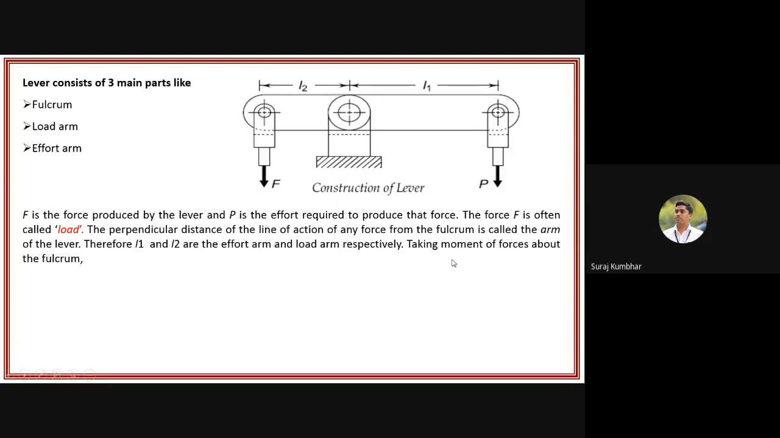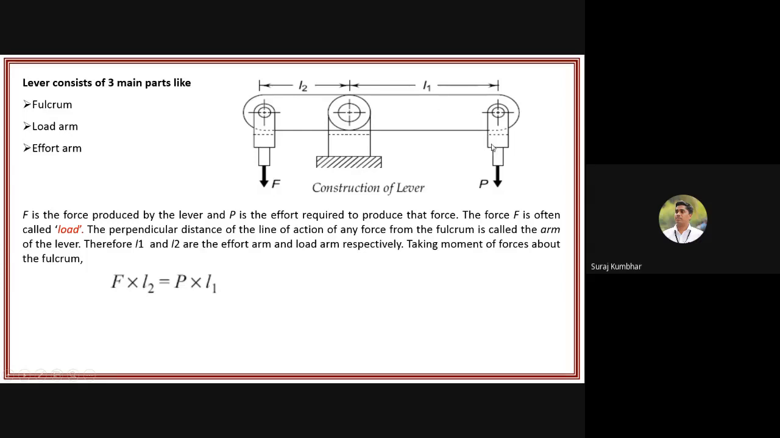So, taking the moment of the forces about the fulcrum. Once you take the moment at the fulcrum, what do you get? F into L2 is equal to P into L1. Now how does it come? When I take the moment at the fulcrum, P acts in a clockwise direction and F acts in an anti-clockwise direction. So the clockwise direction I will consider as positive, and the anti-clockwise direction as negative.